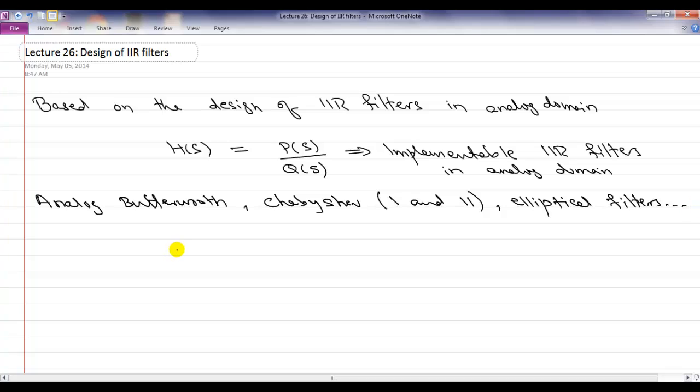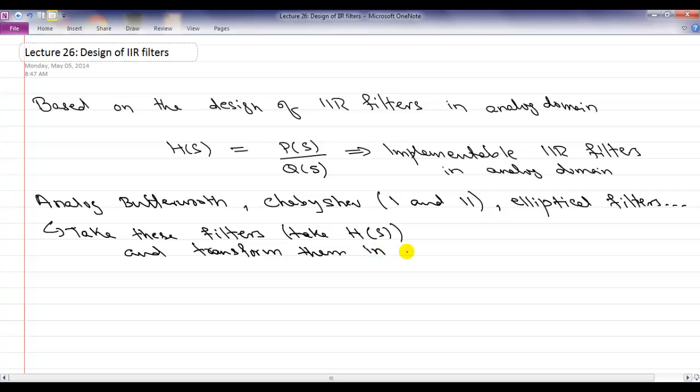So the decision that was made is, let's just take those analog filters and do a mapping. So take these filters, and by taking these filters, it means just take their transfer function H(s) and transform them in a sensible manner to the Z domain. Okay. Because at the end of the day, what we know is that whether you are in analog domain or discrete domain, the frequency response is determined by the locations of poles and zeros. So if you have a way of mapping the poles and zeros of your filter from S domain to the Z domain, you get an equivalent filter with some sort of deviations.